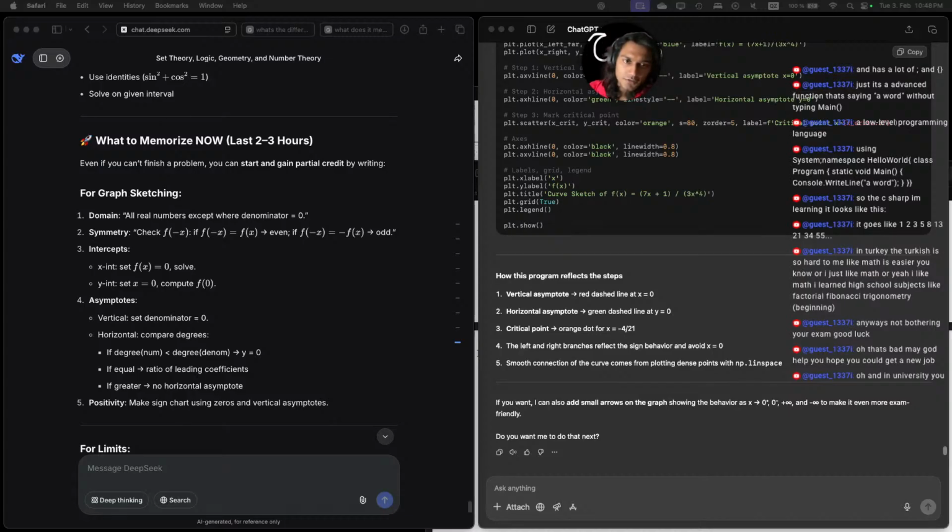It's an advanced function that's saying a word without typing main and has a lot of dot comma and I forgot the name for those brackets. Those brackets, I forgot the name.